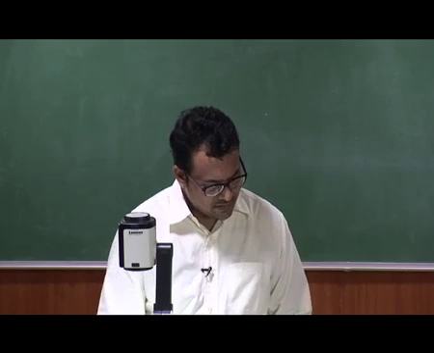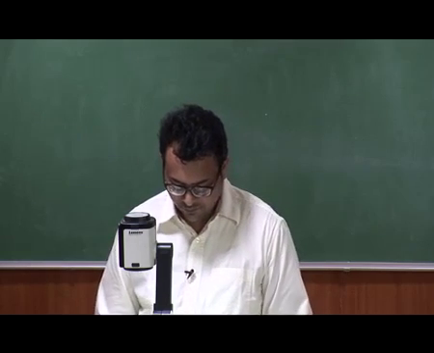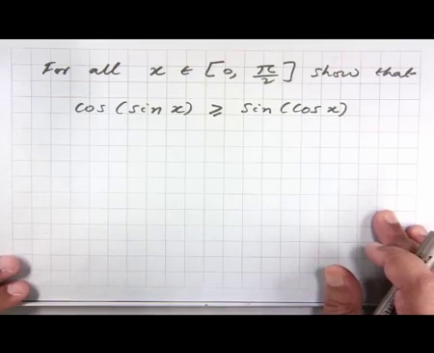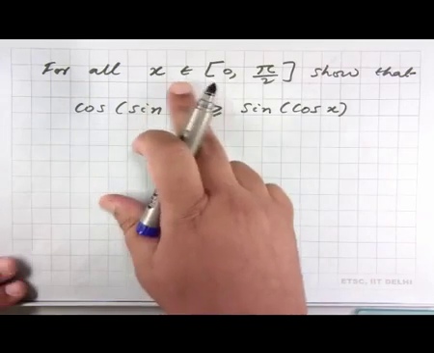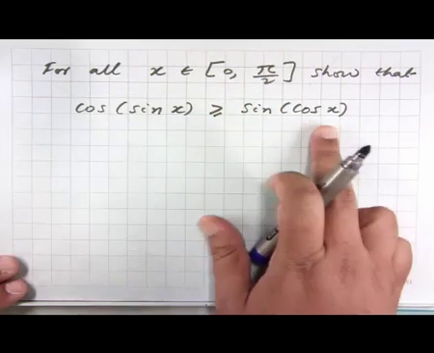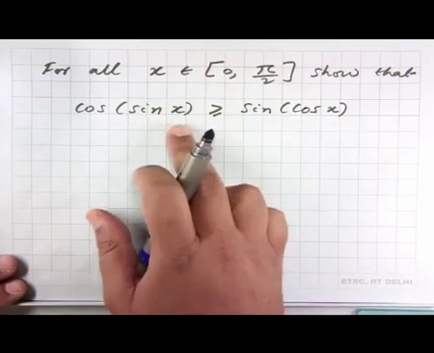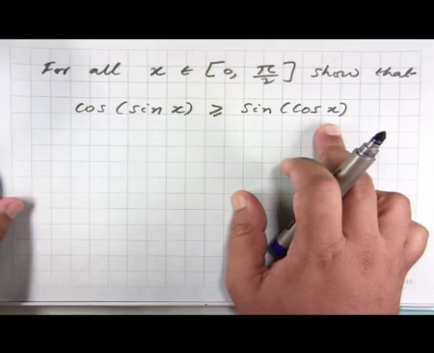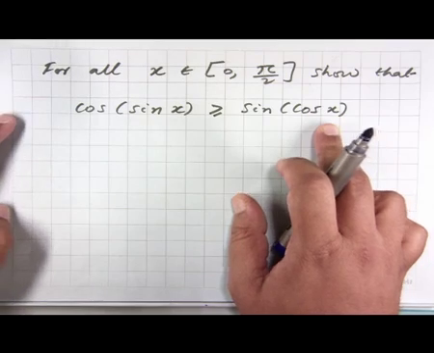Here is another interesting problem where we are asked to show that for all x in the interval 0 to pi by 2, this statement is true. Cos of sin x is always greater than or equal to sine of cos x for all x in the interval 0 to pi by 2.